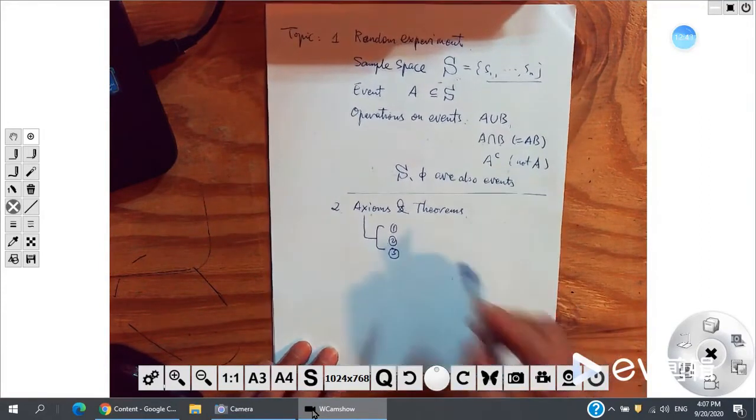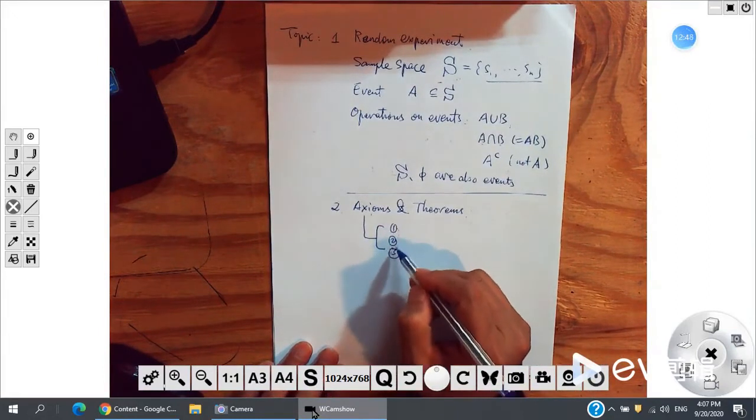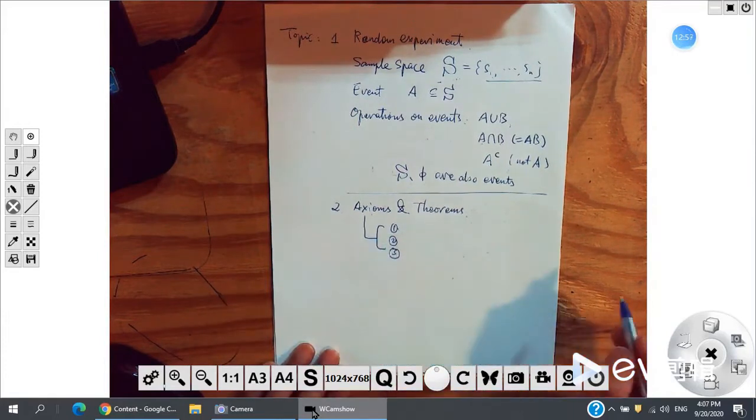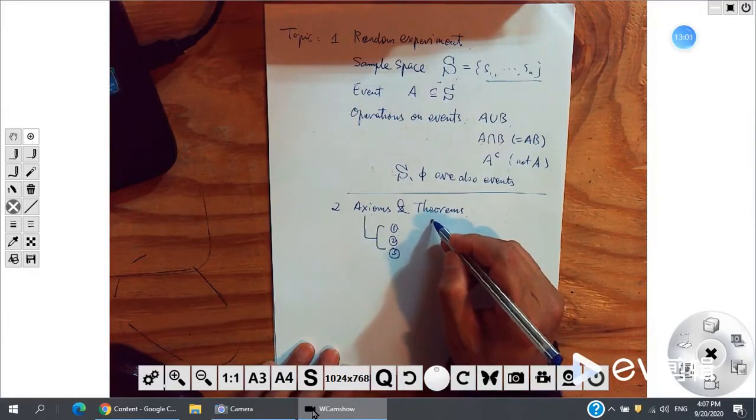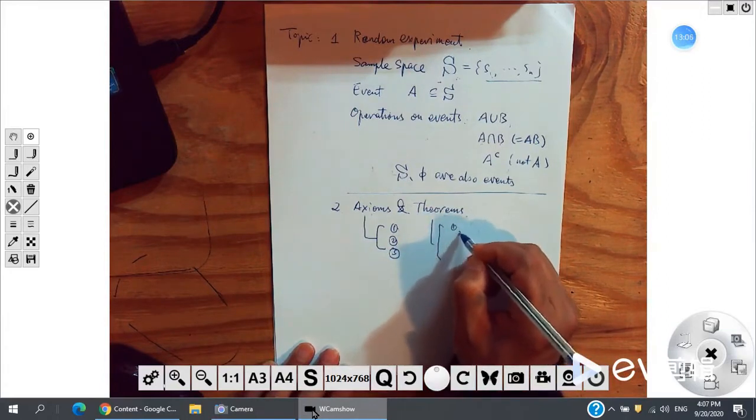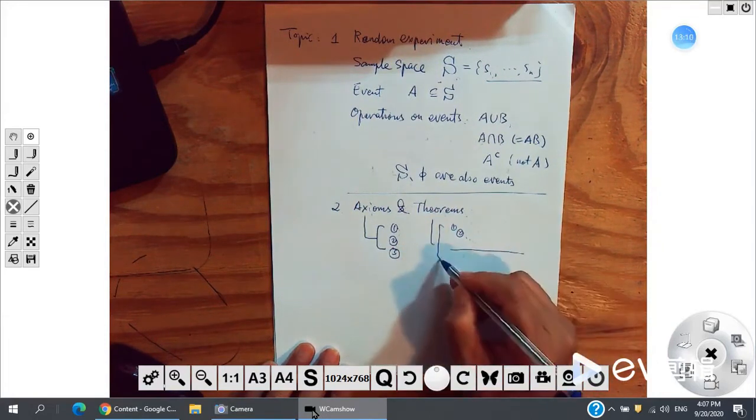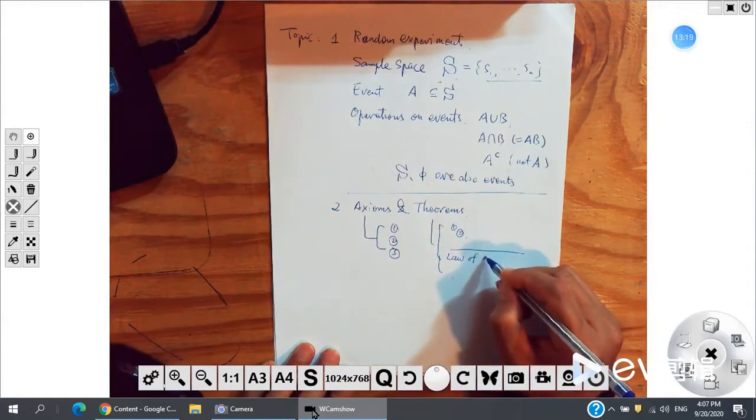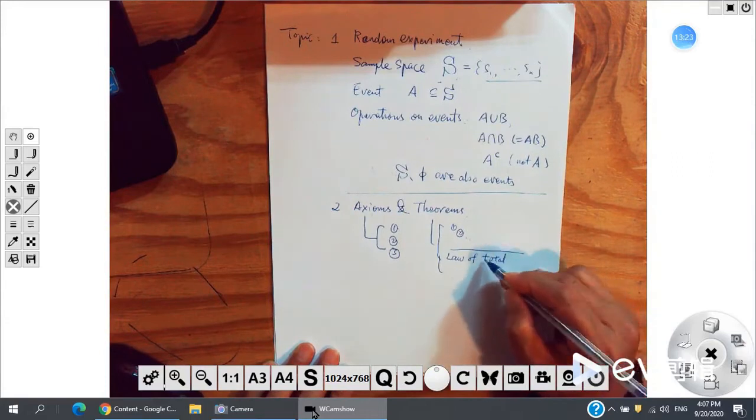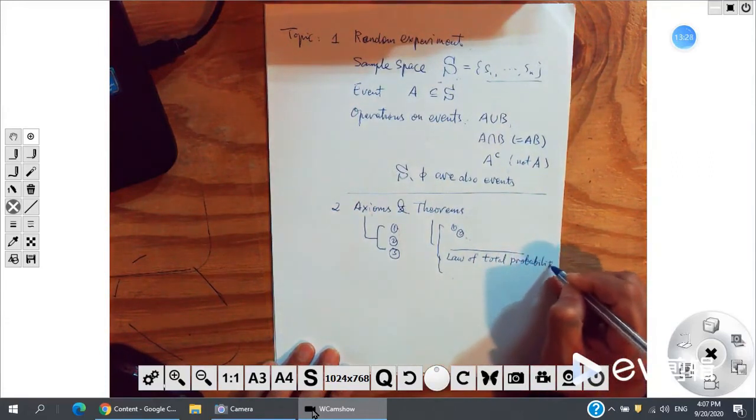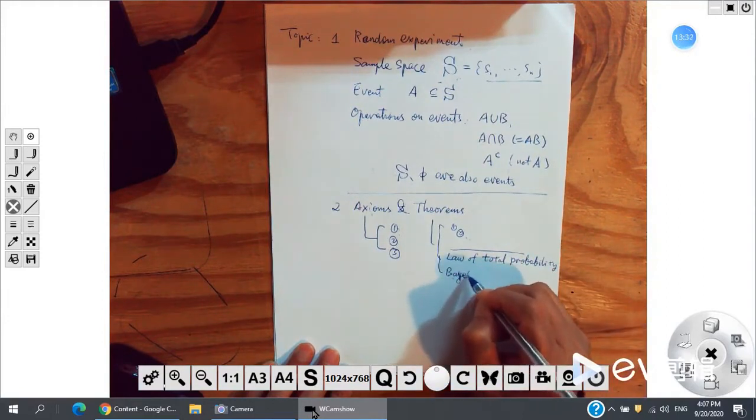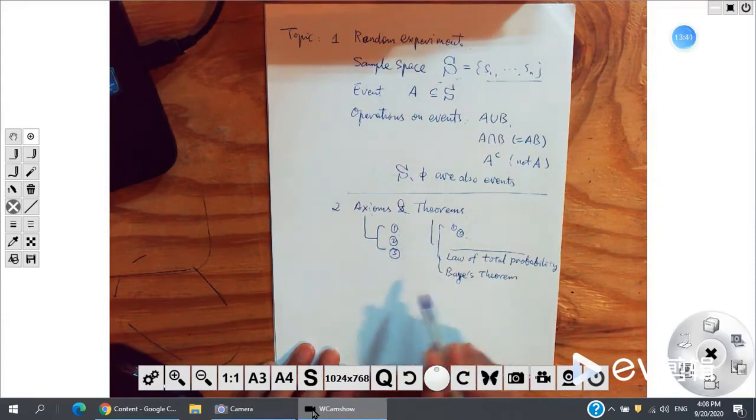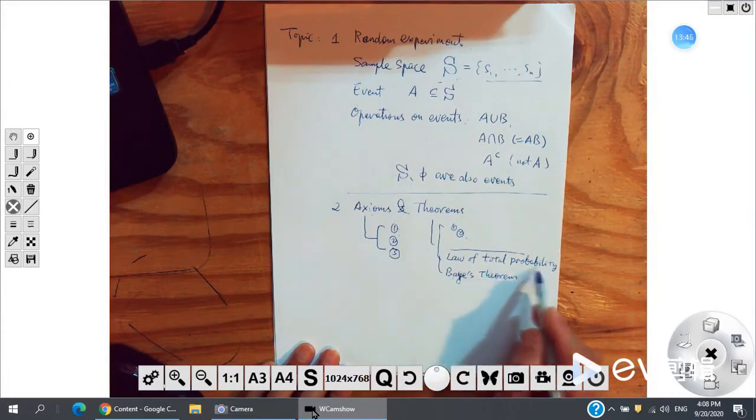All right, so here I just write 1, 2, 3. We have three statements for the axioms, and you need to check your textbook or notes and write them down in your cheat sheet. And we also have theorems. I can't remember how many, 1, 2, and so on. Among these theorems, we have two important ones. One is the law of total probability. One is the Bayes formula, Bayes theorem. They are in different sections of the textbook. You can find them.